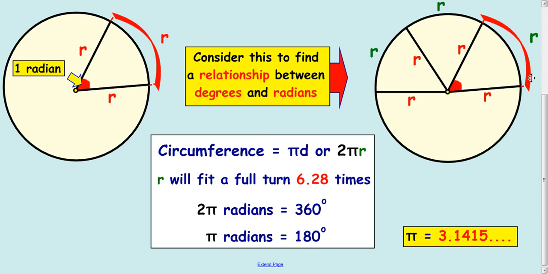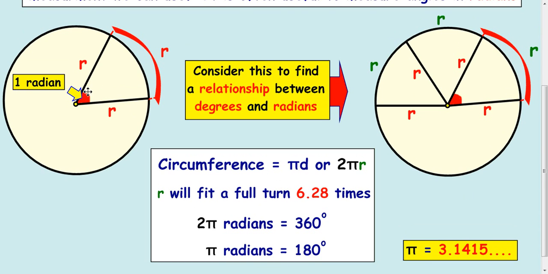That means to 180, 3.14 of these will fit in. So 3.14 of these will fit into 180 degrees. We just call it pi radians is 180 degrees. And instead of writing 6.28 of these fit into 360, we call that 2 pi, just so we've got exact values and we don't need to round.